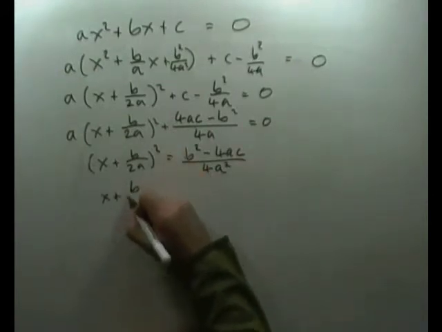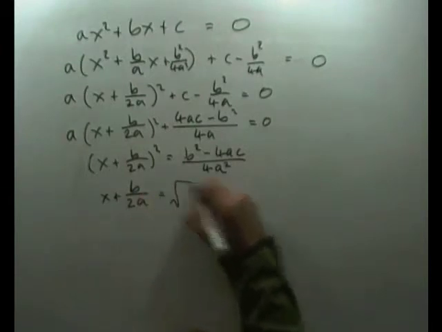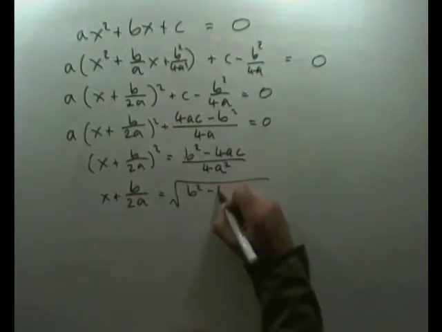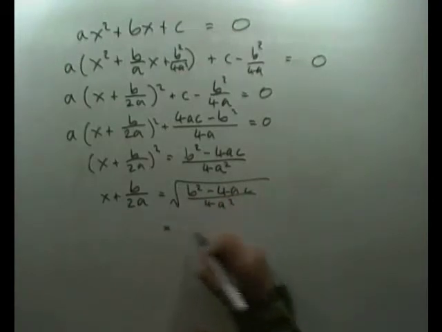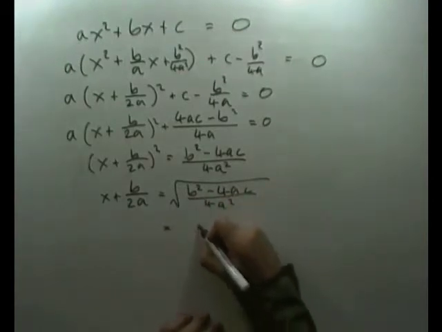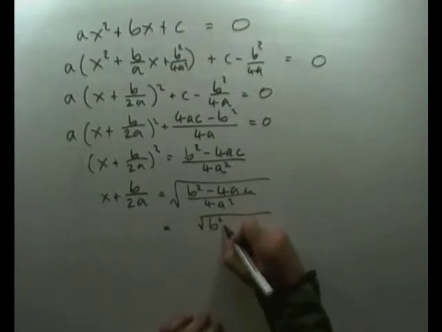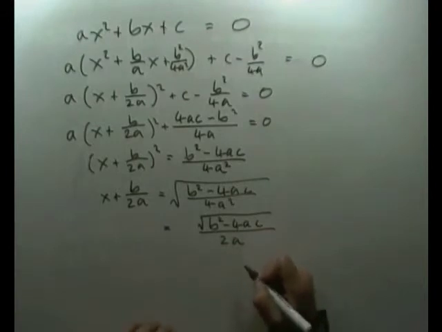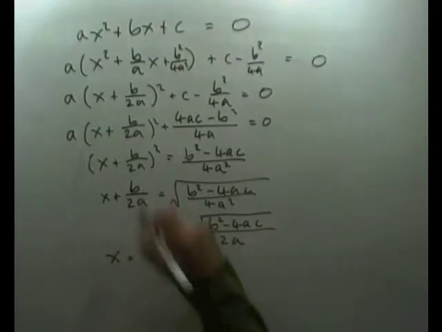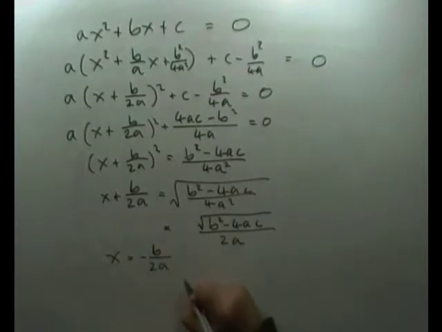Get rid of the square root. b over 2a is the square root of that lot, b squared minus 4ac over 4a squared. Well, that square root is going to leave the top as the square root of b squared minus 4ac, and the bottom just as 2a. And then finally, bring over that b over 2a. So it's negative b over 2a.